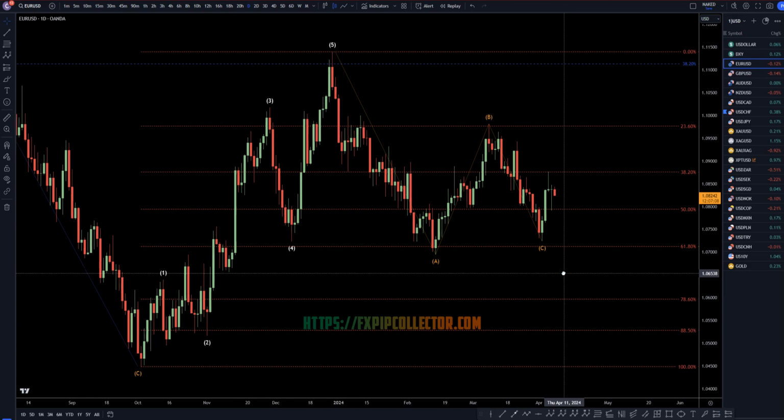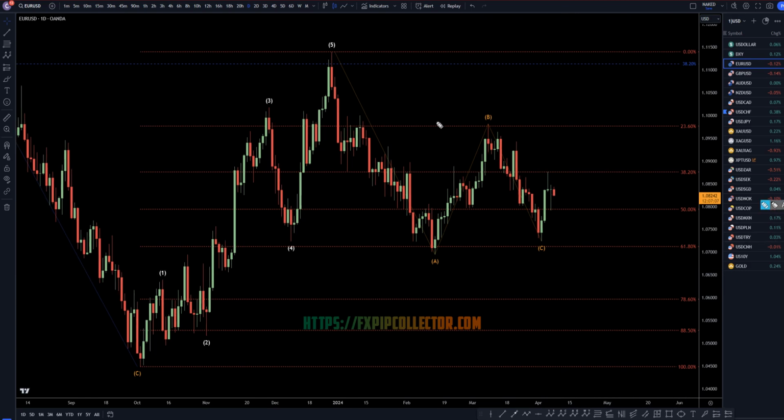Going down to the daily time frame. On the daily time frame, I still think this looks like a downtrend wave A. Still looks like 1, 2, 3 waves up, wave B. First of all, I think this big uptrend right here is a wave 1. I think this is an ABC of 2.